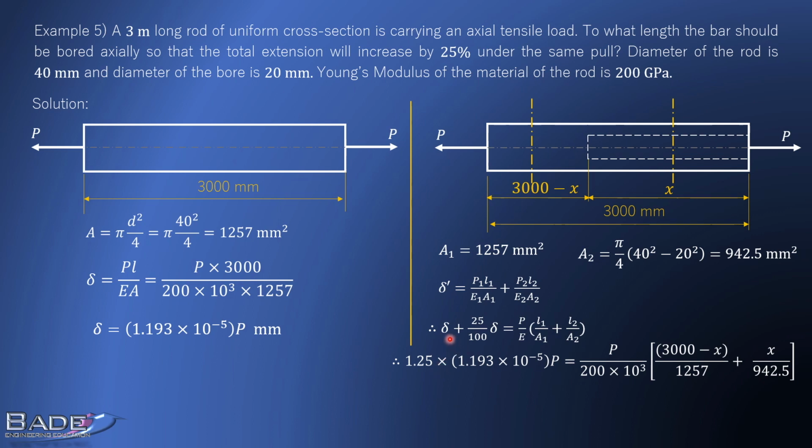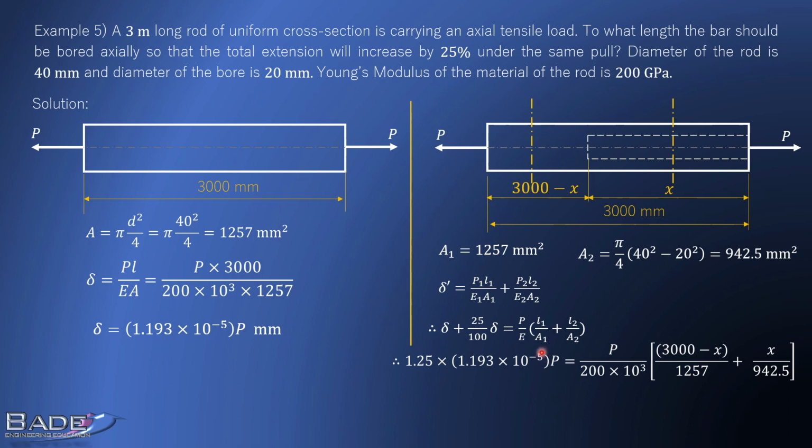So 1.25: this is 1 delta and this is 0.25 delta, so the total left hand side value is 1.25 delta, and delta is in terms of P, which we have substituted. Now on the right side, P is unknown right now, so we are carrying that letter P. Young's modulus 200 into 10 raised to 3. L1 is 300 minus x millimeters, L2 is x millimeters. We have substituted the corresponding values.